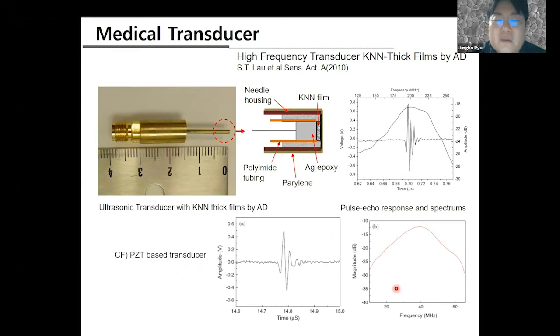They are interested in making some kind of medical transducers. So we provided our films to them, and they made this kind of needle type transducer, and they made the device and characterized it. Frankly, I do not know very well about the performance of this one, but they said at 200 megahertz, which is good for skin diagnosis or retina diagnosis, it's good for such kinds of applications.